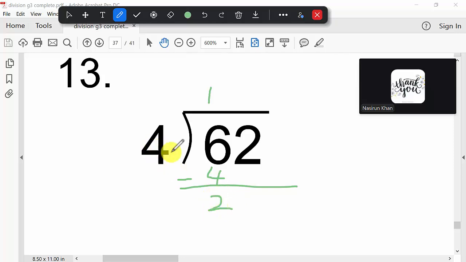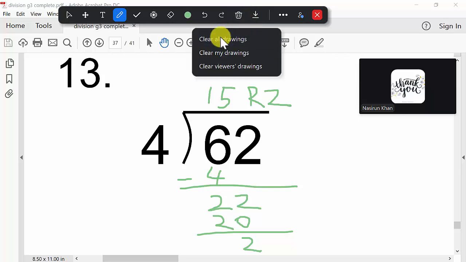2 divided by 4 cannot, so we drop number 2 here. Now we have 22. 22 divided by 4 is 5, because 5 times 4 is 20. So here minus 20. 2 minus 0 is 2, and 2 minus 2 is nothing, so the answer is 2 here as the remainder. 15 remainder 2, or 15 2 per 4. Simplified, it becomes 15 1 per 2. Okay, so then let's do number 14.